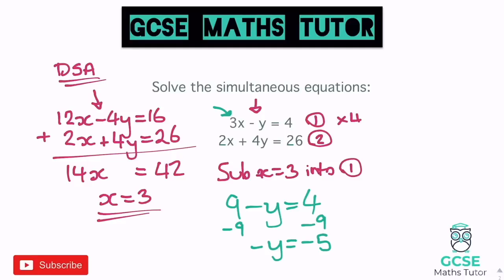Or we could divide both sides by negative 1, or times both sides by negative 1. Ultimately we are going to get the opposite value. If negative y equals negative 5, then positive y equals positive 5, which we knew logically from the start. If you look at that, 9 take away 5 has to equal 4, doesn't it? So we've got x is 3 and y equals 5.